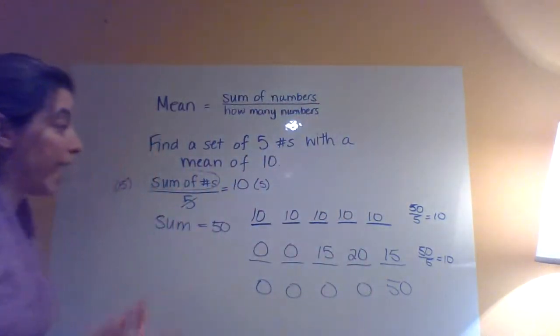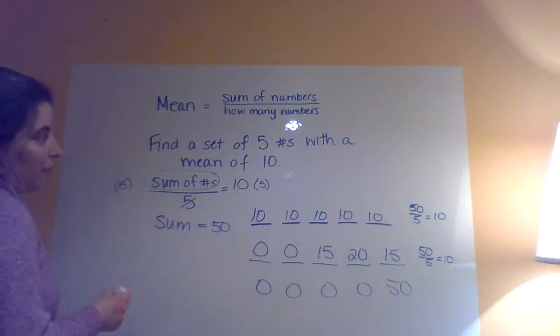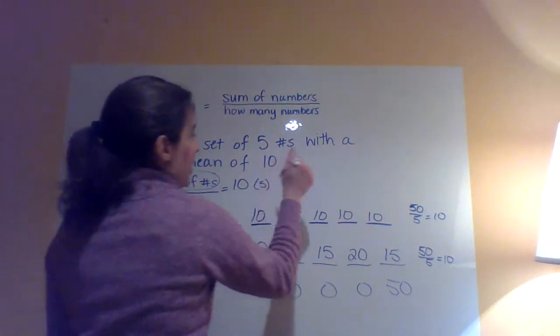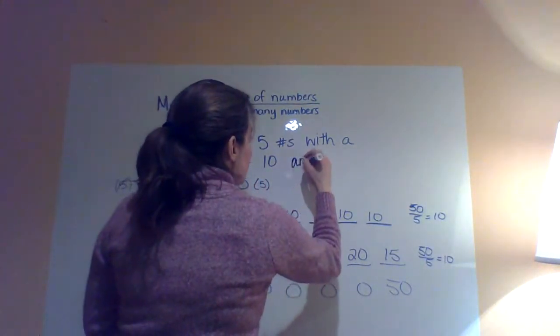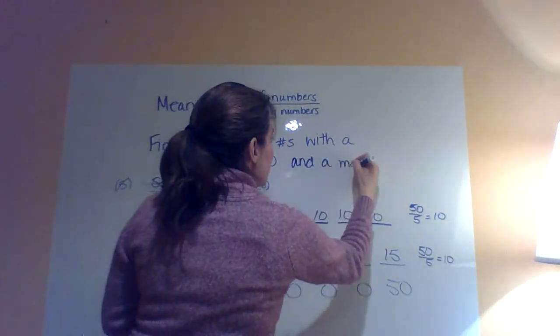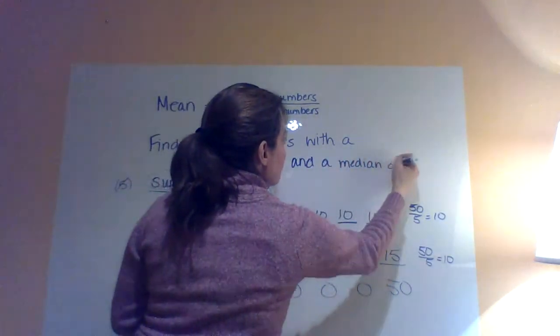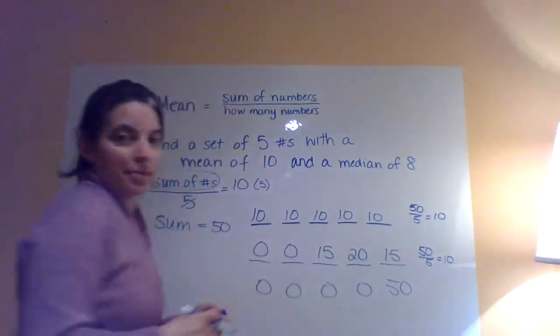Also, we can also ask to find a set of numbers with a mean of 10, let's say, and a median of, let's say, 8, okay?